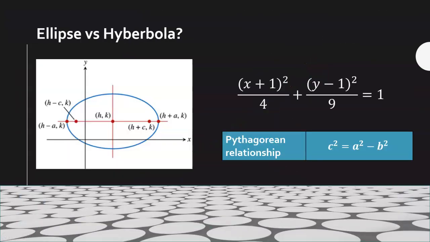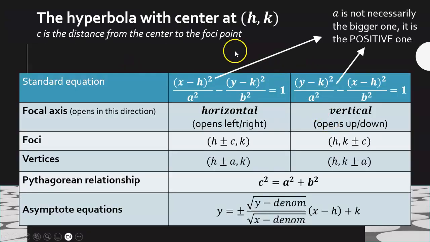Now, one of the other things that you notice is with the ellipse, we always had addition. And when you looked at the Pythagorean relationship to find our c value, it was a squared minus b squared. So again, ellipses are always going to be adding two fractions, and the a value is always the bigger denominator. Okay, so we want to keep that straight. And to find our value for c, the formula was a squared minus b squared.